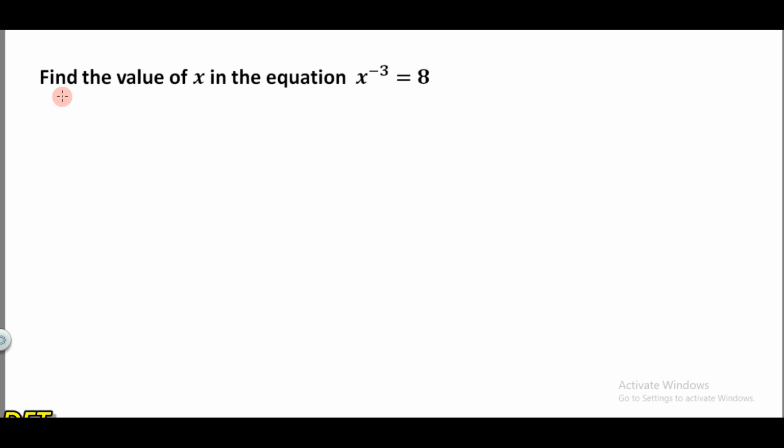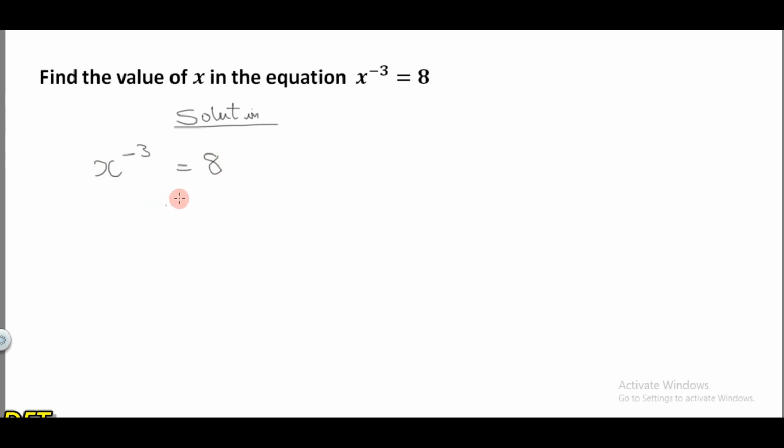The question here is, find the value of x in the equation x raised to the power of minus 3 is equal to 8. So this is a solution. The equation is x raised to the power of minus 3 is equal to what?